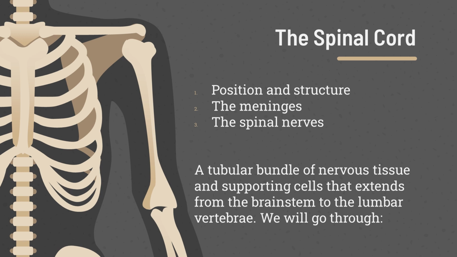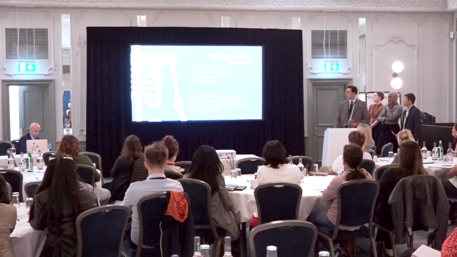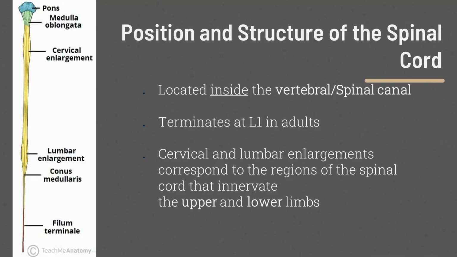Together with the brain, the spinal cord makes up the central nervous system, and it extends inferiorly from the medulla oblongata, the bottom of the brainstem, all the way down to terminating at L1, where it continues thereafter as the filum terminale. The filum terminale attaches to the coccyx, and this anchors the spinal cord and the meninges.